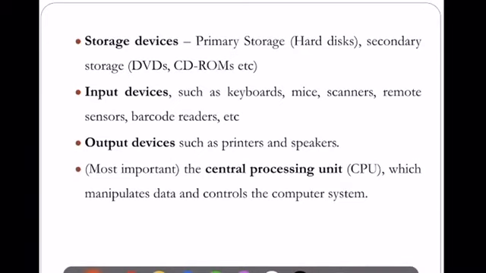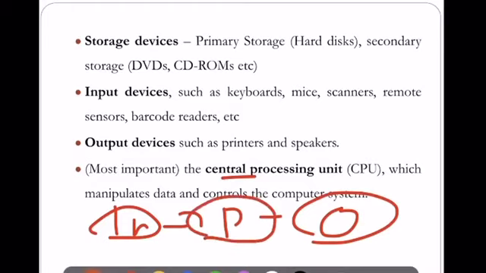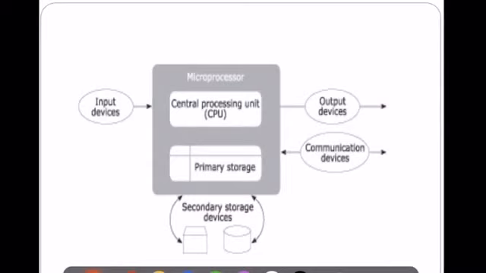The most important part or element of a computer system is the central processing unit, which manipulates data and controls the computer system. So in a computer system we have input, we have processing, we have output. We have input devices, we have output devices, and also we have the CPU or processing system. So we have input devices and output devices, and we have the CPU, and in the CPU also we need storages, primary storage and also secondary storage devices, and we have output.